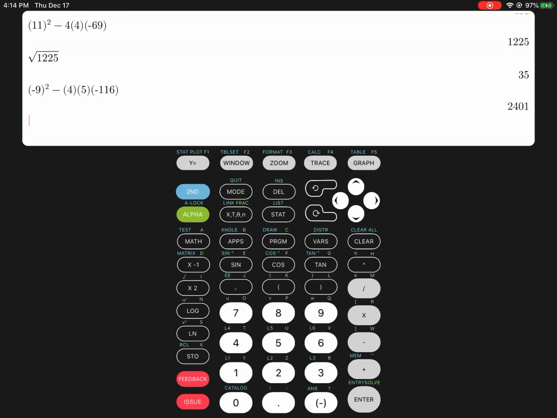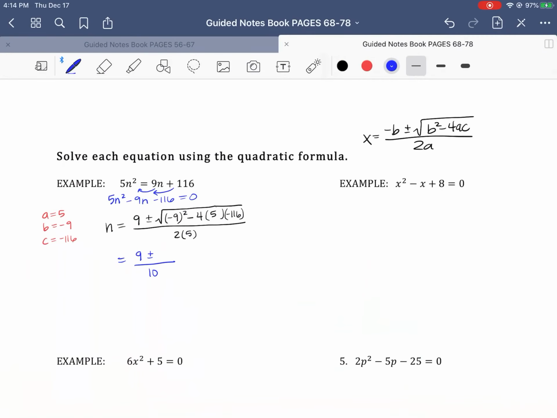So we get 2401. Now that's another big number, so I'm just going to check to see if it has a nice whole number square root. And it looks like it's 49. So we come over here. This was 2401. Its square root is 49. So this is really just 9 plus or minus 49 over 10.